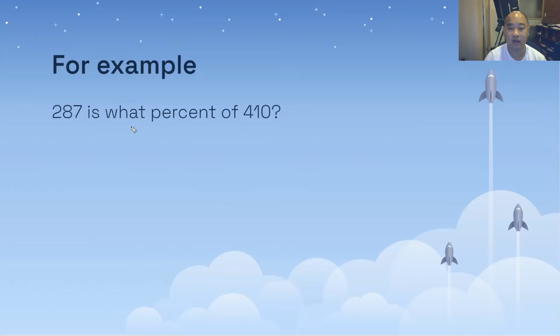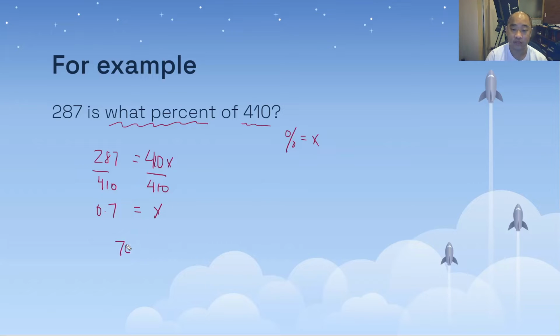So let's say that we're trying to find the percent, right? So now the percent is going to be equal to the x. So of 410, so 410 is on the right-hand side of the equation, of the equal sign, rather. 287 is on the left. So we divide both sides by 410, and that gives us 0.7, which is 70% written as a percent, right? 0.7. These two things are equal.